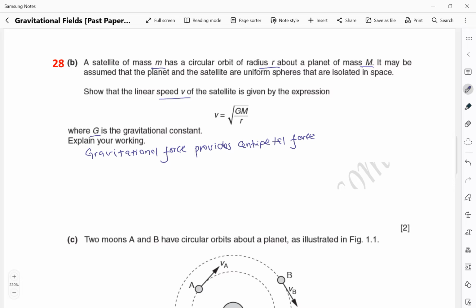Okay, so if gravitational force provides centripetal force, gravitational force is capital G, capital M, mass of the satellite small m, over our radius of orbit r, so that's r squared, equals the centripetal force, which is m v squared over r. Of course, one m cancels, one r cancels. So GM over r equals v squared. And this implies that v equals the square root of GM over r.